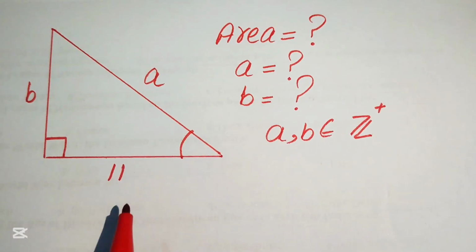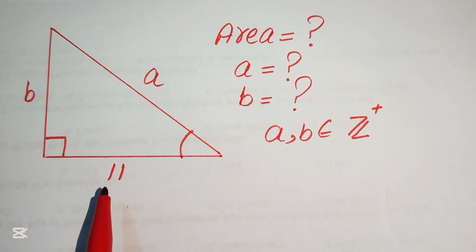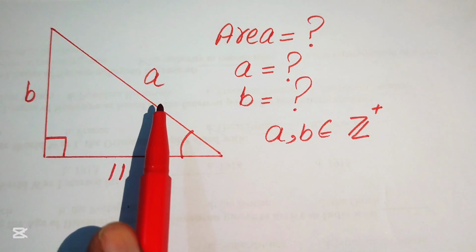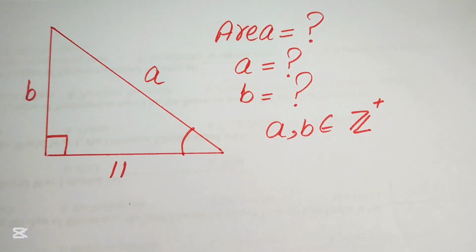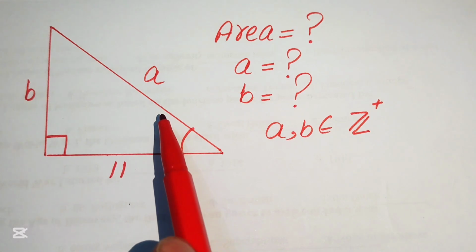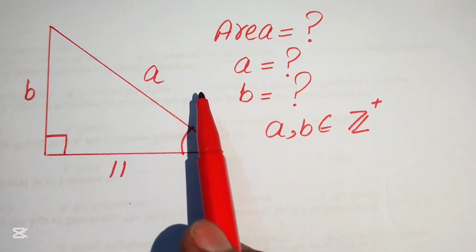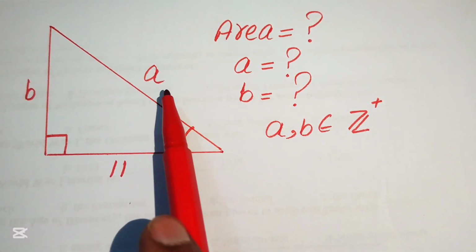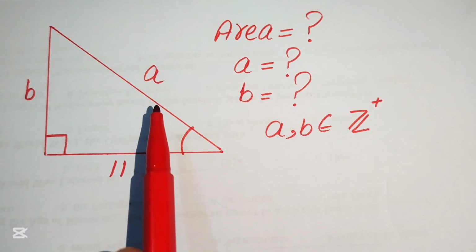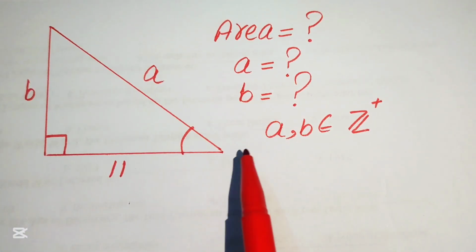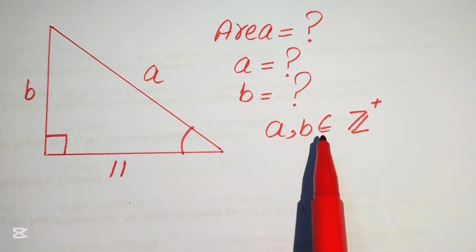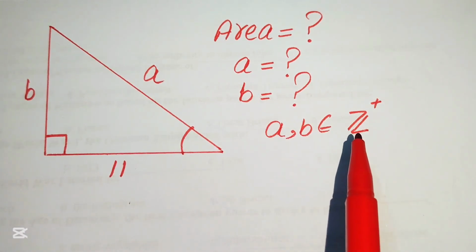So here we are given a right triangle in which the length of its base is 11, the length of the hypotenuse is A, and the length of the perpendicular side is B. We need to find the area of this right triangle as well as the unknown side lengths. So we need to find A and B. But remember one thing: A and B must be positive integers.